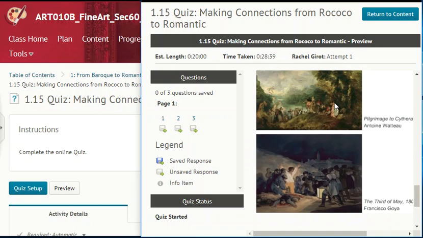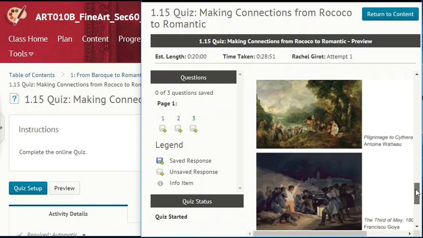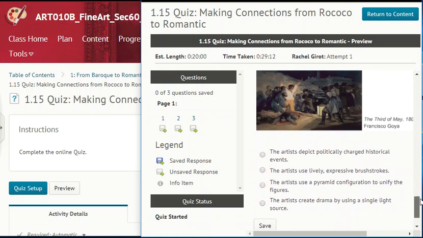Maybe. I mean, these brushstrokes definitely aren't like the smooth realism that we're used to seeing in the classical and neoclassical era. The artists use a pyramid configuration to unify the characters. I definitely am seeing a pyramid configuration here. I don't see unification of the characters in this one, though. There is a subtle pyramid, but unifying the characters, no. These characters are dramatically set apart in darkness, and these are set apart in lightness, so I wouldn't say that.